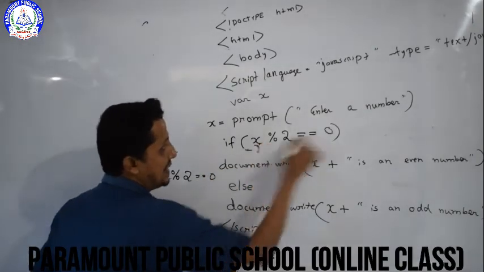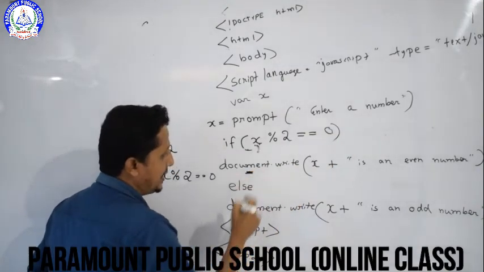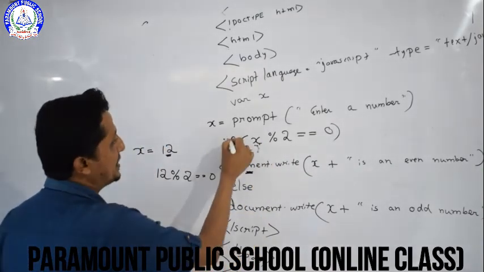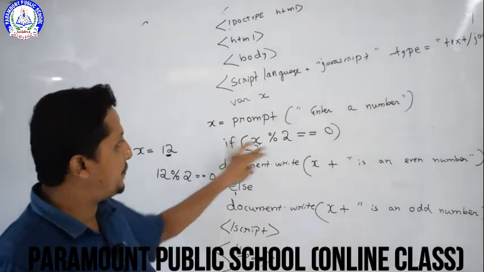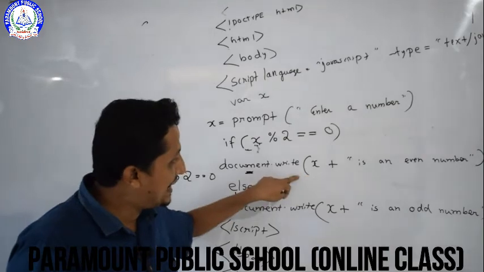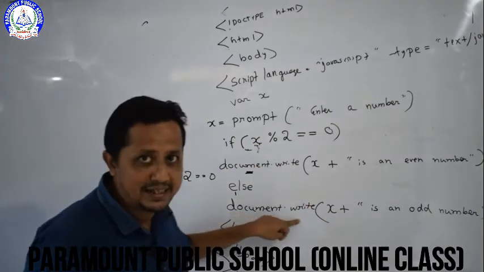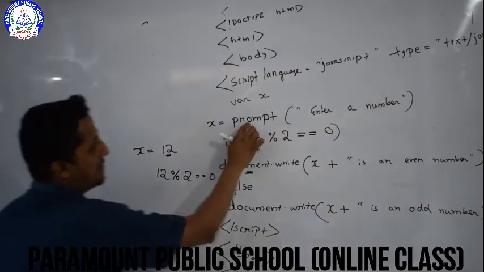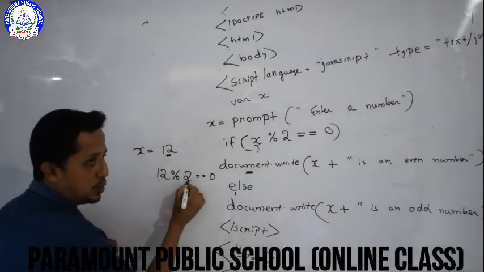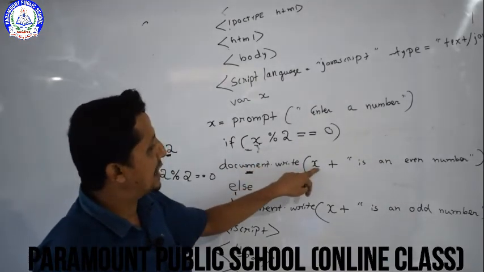If this condition is true, statement 1 is executed. If this condition is false, statement 2 is executed. So we are using if else. If else means: if the condition is true, statement 1 is executed; if the condition is false, statement 2 is executed. Here, suppose I have given 12. When we divide 12 by 2, the remainder is equal to 0. So it is true.